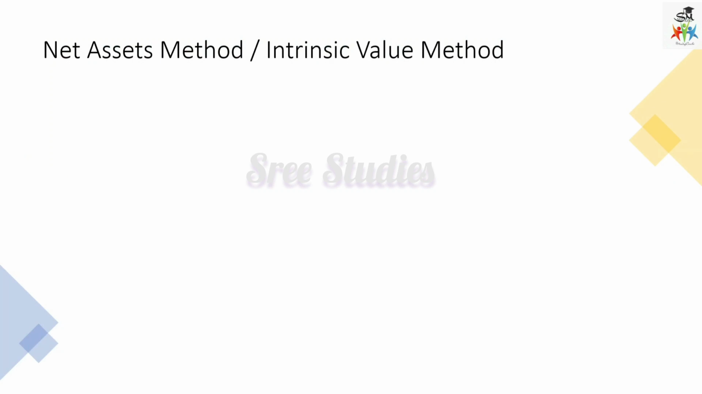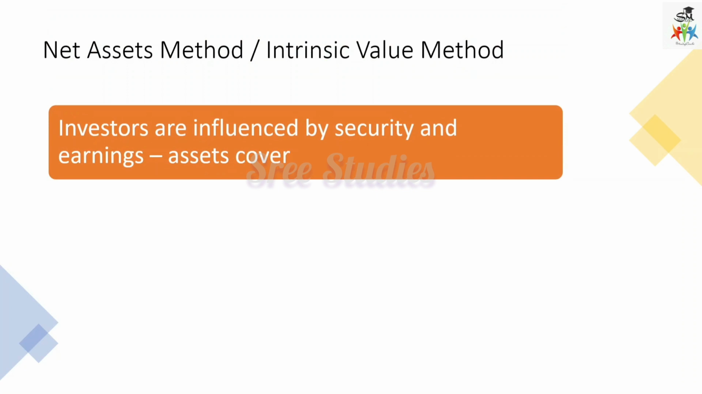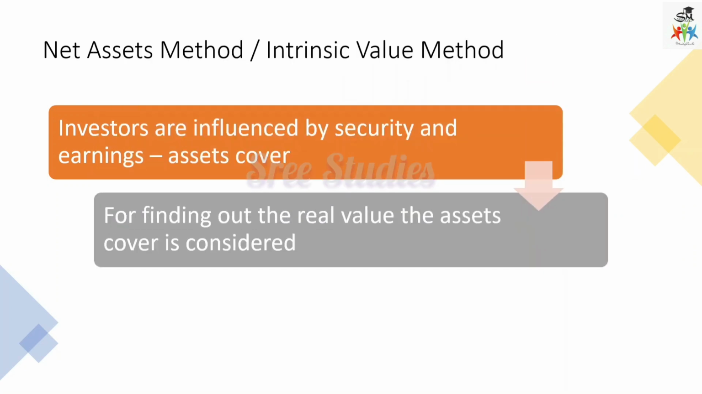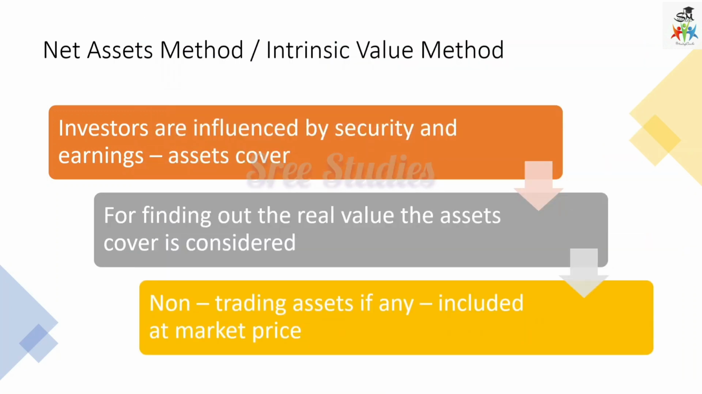Let us start with the first one, net assets method or intrinsic value method. Here the investors are mostly influenced by the security. A new investor will take care about the security. So they want to find out how much the assets are covered with the value of the shares. For finding out the real value, how much the assets are covered for each share should be considered. And non-trading assets, if the company has any, should also be included in the market price.